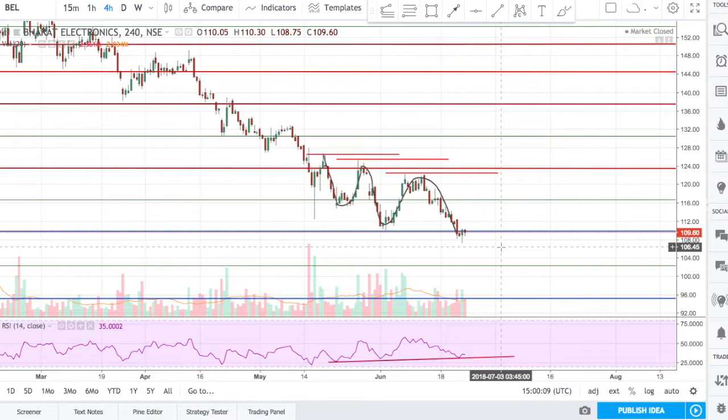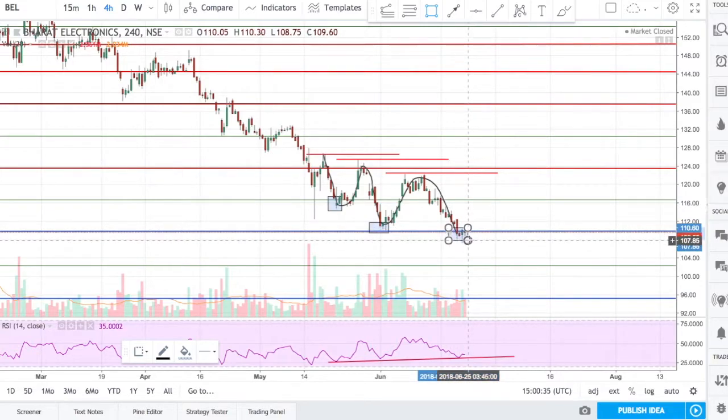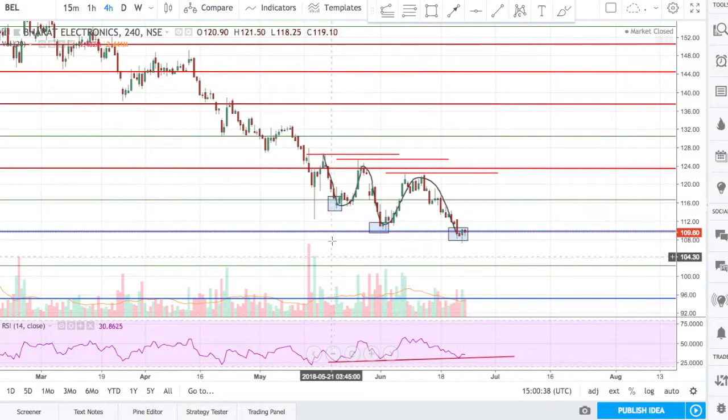Okay, so for a counter trend trade on BEL, we need to have 3 lower lows with RSI diverging. So let us see if we can have 3 lower lows with RSI diverging. This is our first low, this is our second one, and this is our third one. This is the point corresponding to this low, this is the point corresponding to this low, and this is the point corresponding to this low. So we clearly have an RSI divergence on a 4-hour chart.